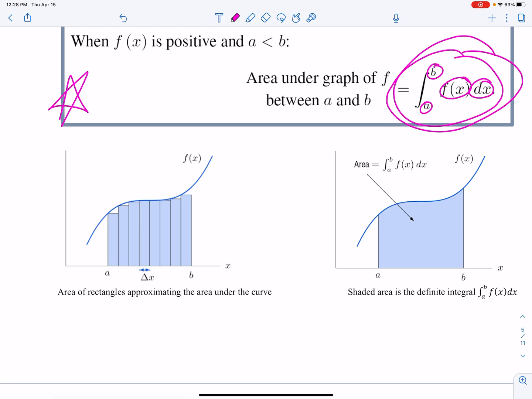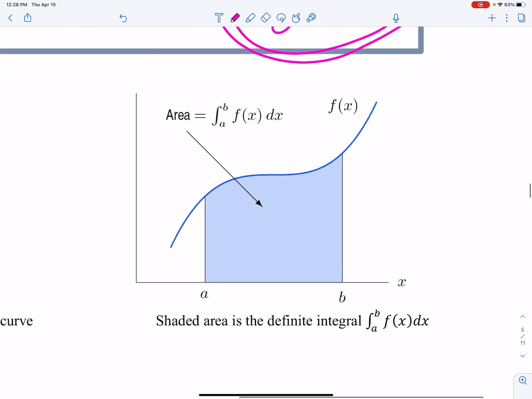What we could do, so you notice the delta x is a little bit smaller there. And again, what we want to do is make more and more rectangles. In other words, make delta x smaller and smaller. And if you do that, you get the definite integral. All right, so the shaded area equals the definite integral. Again, very, very important concept.